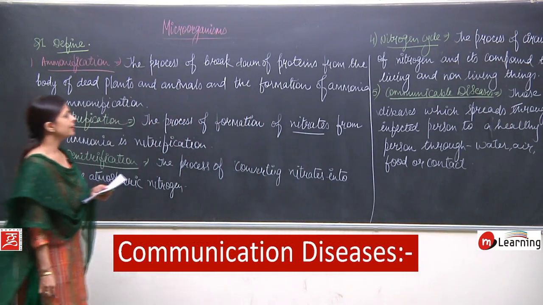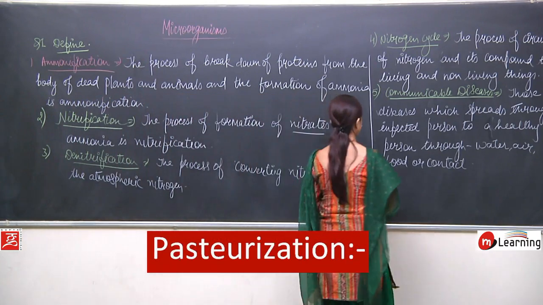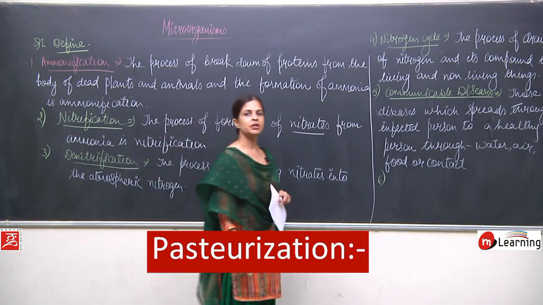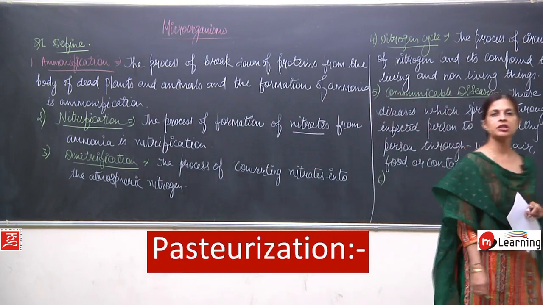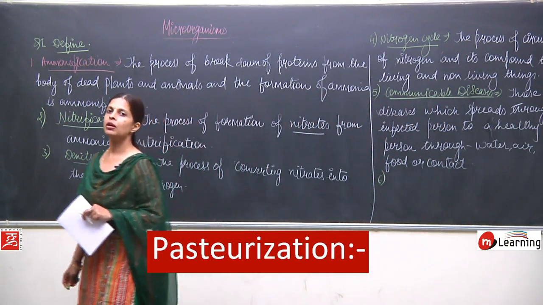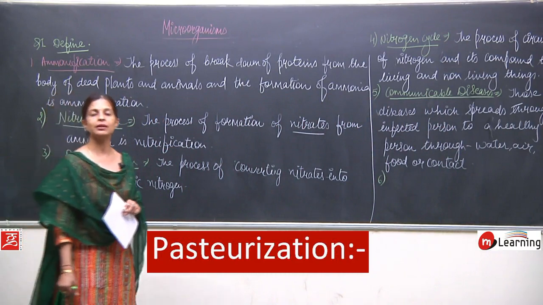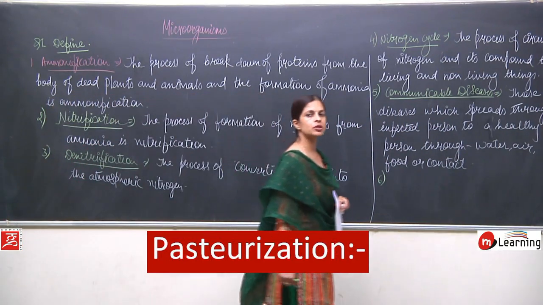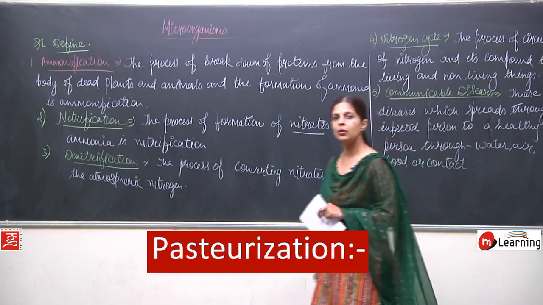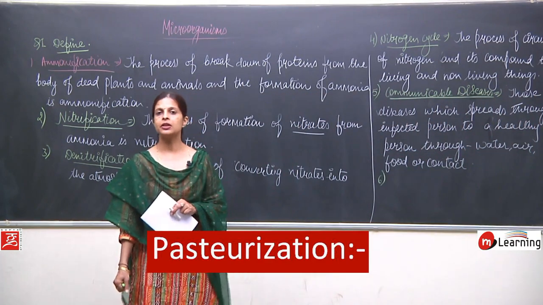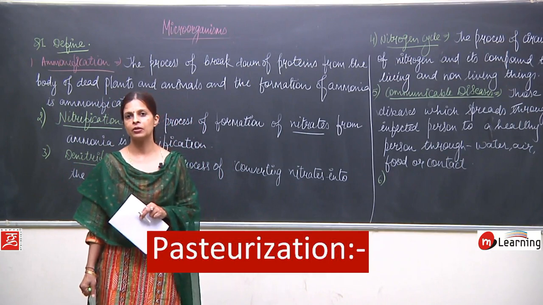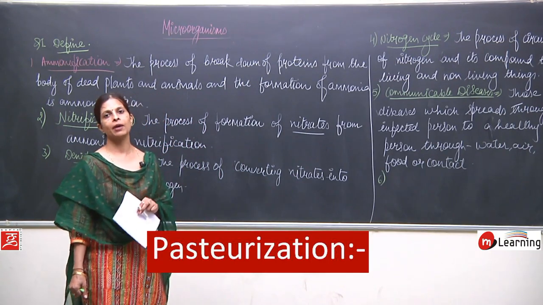Now the next one is pasteurization. We don't have much place over here to write, but still. Now what is pasteurization? Whenever we talk about pasteurization, we are talking about milk. If I talk specially about the milk, then how can I define pasteurization? The process of heating milk to a very high temperature, maybe 80 degrees Celsius, and then cooling it suddenly, bringing it to a very low temperature, is known as pasteurization. And this is a very good process to keep the milk away from microorganisms.